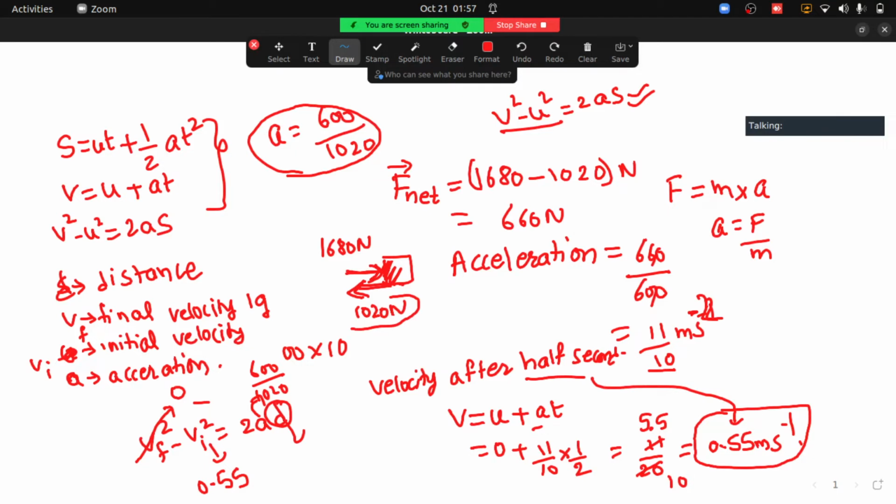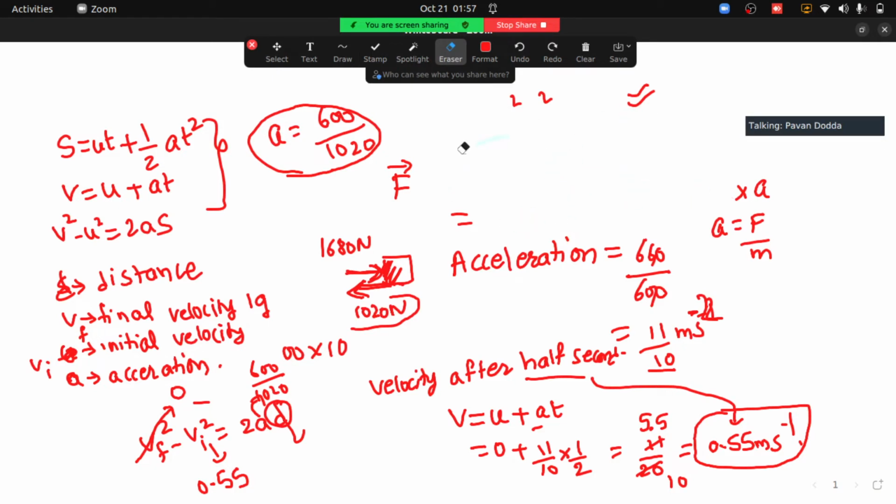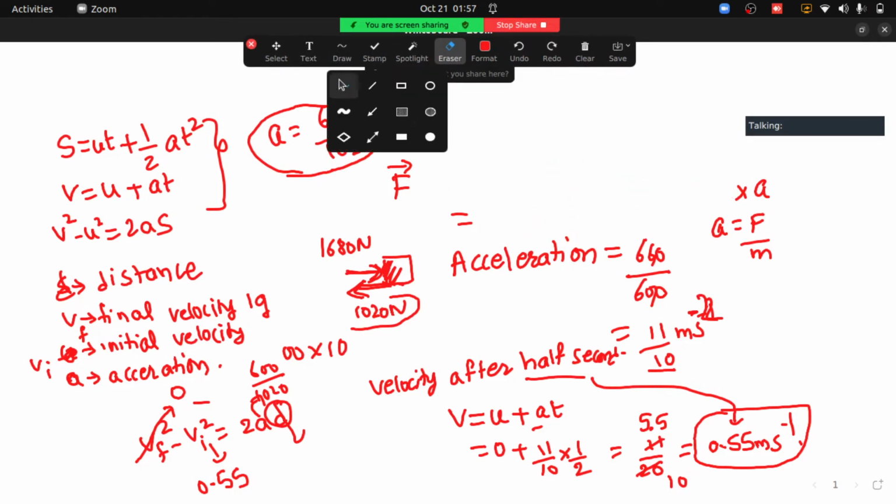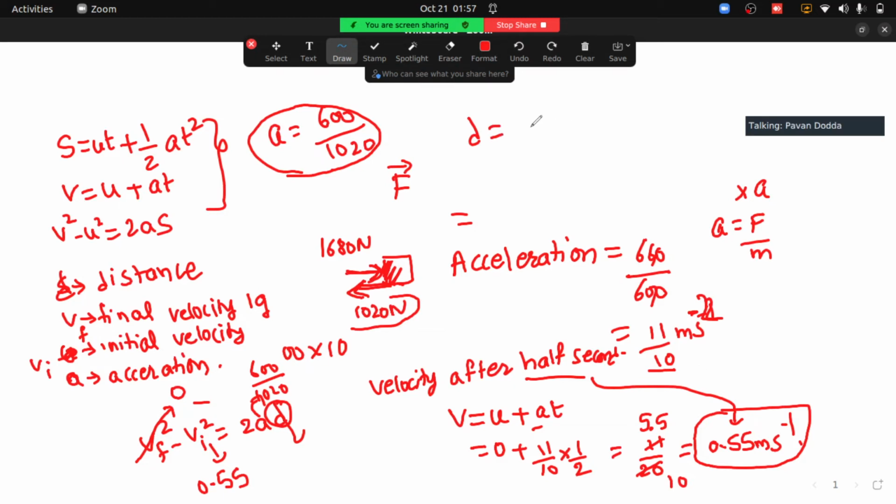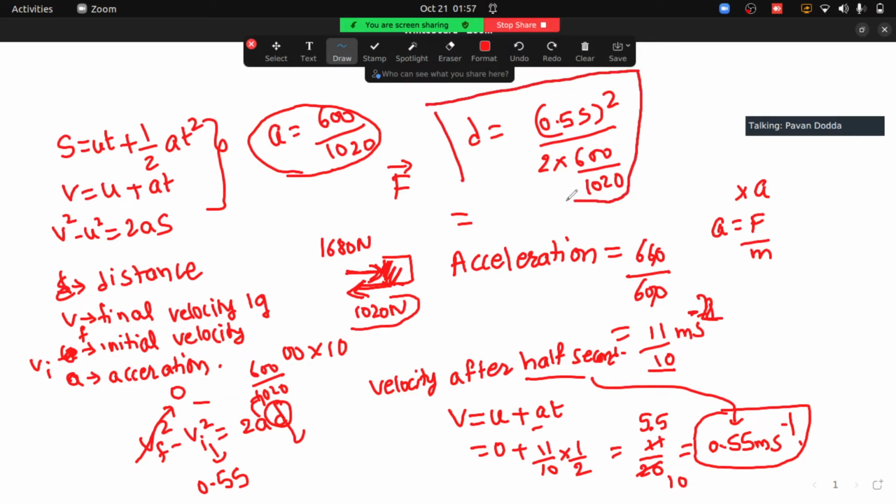What did you say the acceleration was? Acceleration was 600 upon 1020. So you just substitute all these values. Finally, d turns out to be 0.55 squared upon 2 times 600 upon 1020. So this would be your final answer. Please check the calculation, and until then we'll move on to the next question.